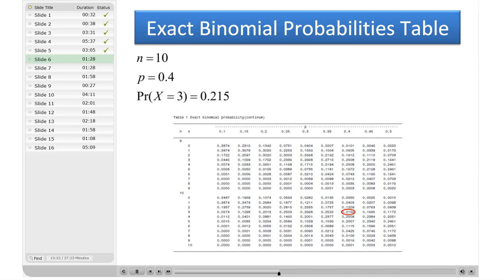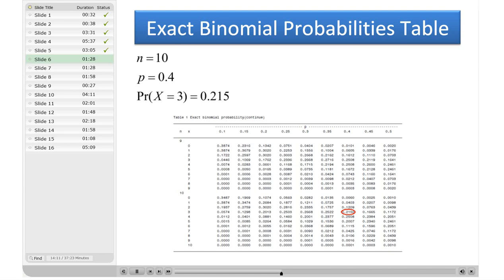If we just look up those 3 numbers, 10, 0.4, and 3 in this table, we get 0.215, which is the result that we got whenever we did the calculation by hand. So this is a really good way to calculate the probabilities, and I encourage you to do it this way. It can save you a lot of time.